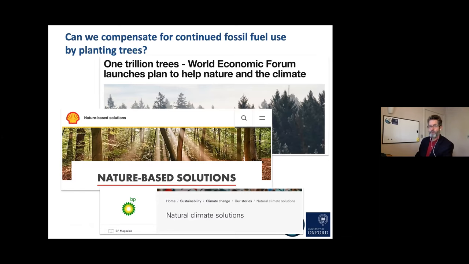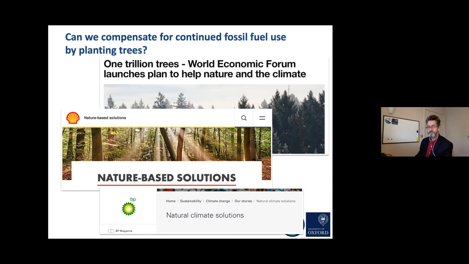Can we compensate for continued fossil fuel use by planting trees? This is of course one of the most popular things people like to talk about at the moment. The World Economic Forum has a trillion trees campaign they're very excited about. Major oil and gas companies can talk about little else than so-called nature-based climate solutions or natural climate solutions, where they're planting trees to mop up the carbon generated by our continued use of fossil fuels.